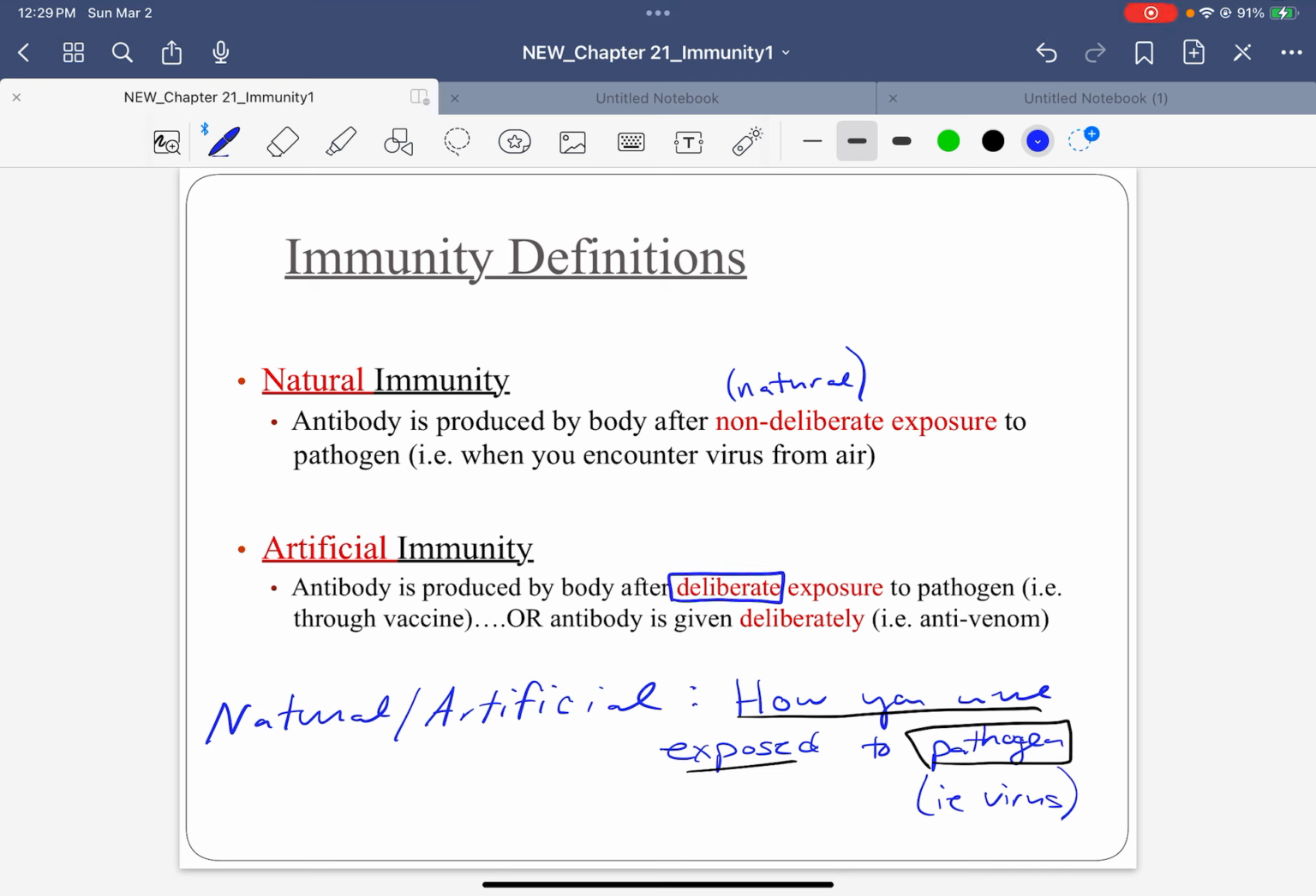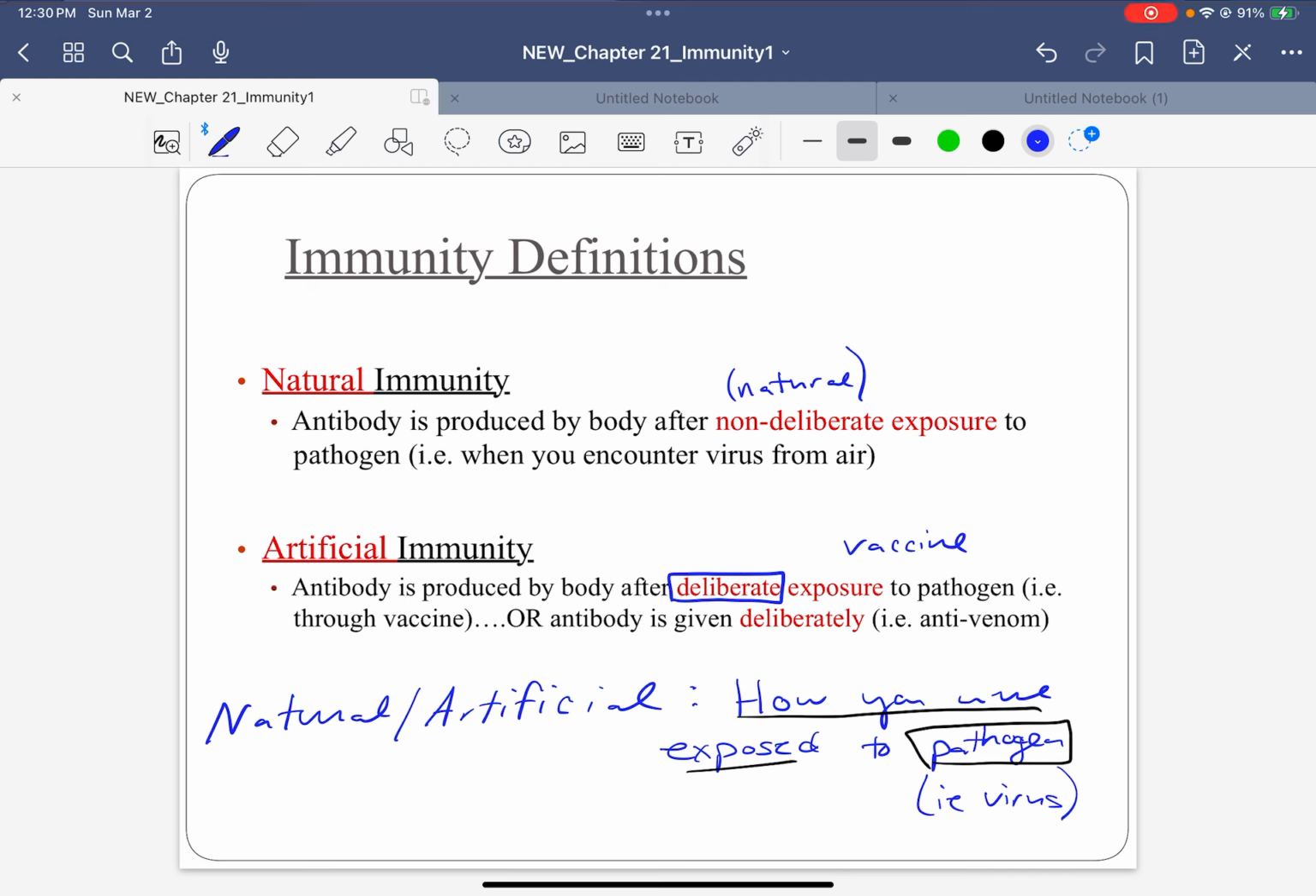Think about a vaccine. That's not a natural, accidental exposure. You didn't just happen to bump into the vaccine. You purposely went to a doctor to get an injection for the vaccine. We purposely exposed ourselves to the virus for a reason, because we wanted our body to produce the antibodies. But that would be an artificial exposure, like a vaccine.